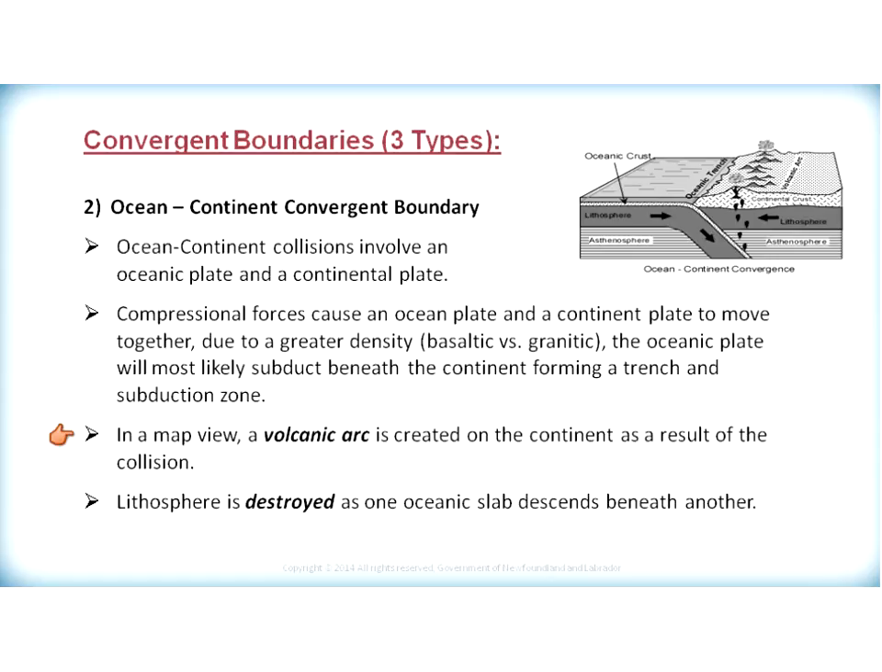In a map view that's looking downward, a volcanic arc is created on the continent as a result of the collision. And the lithosphere at a collision boundary such as an ocean-continent collision boundary would be destroyed as one oceanic slab descends beneath the continental crust.